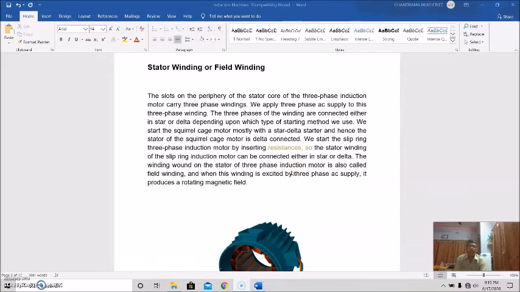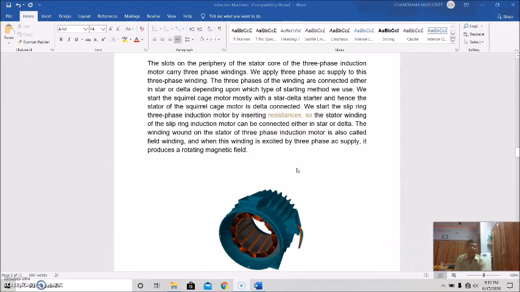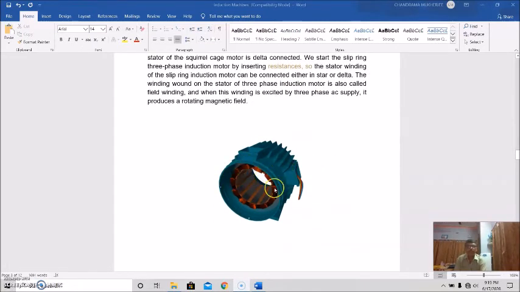So we start the slip ring three-phase induction motor by inserting resistance. So the stator winding of the slip ring induction motor can be connected either in star or delta, and the winding wound on the stator of the three-phase induction motor is also called field winding, as I told you. And when this winding is excited by three-phase AC supply, it produces a rotating magnetic field. So this is the figure of a stator winding.